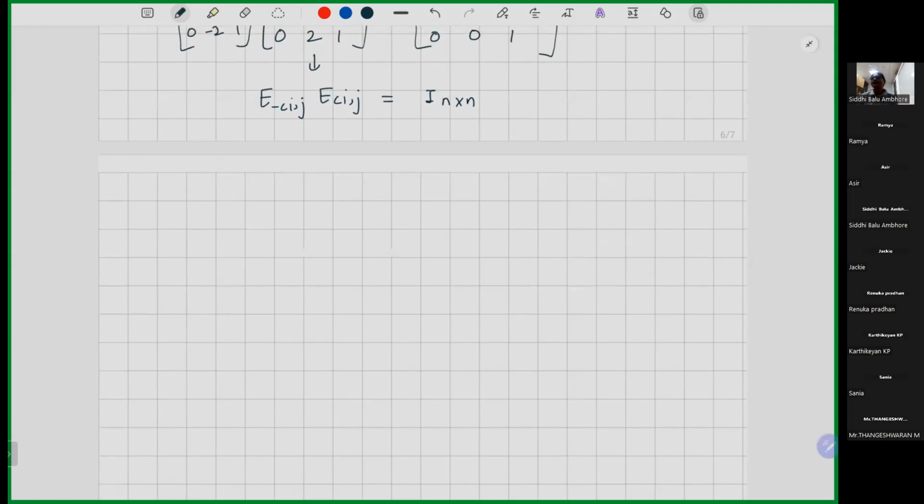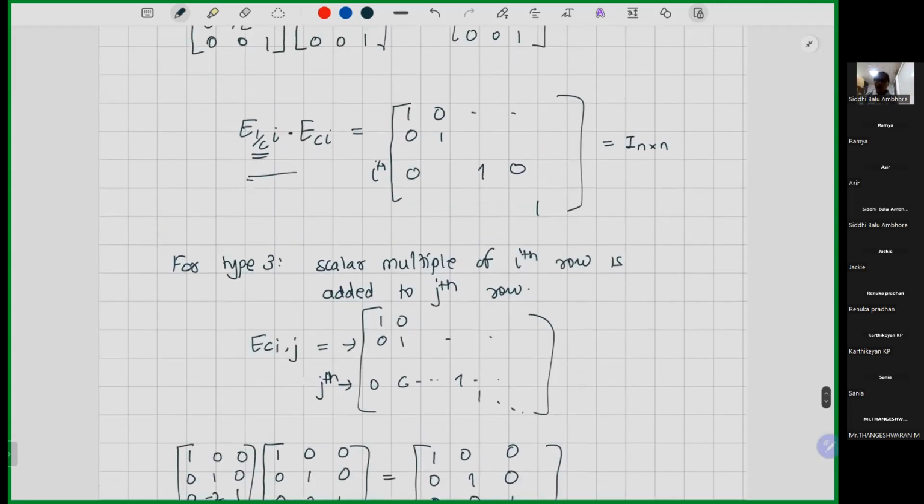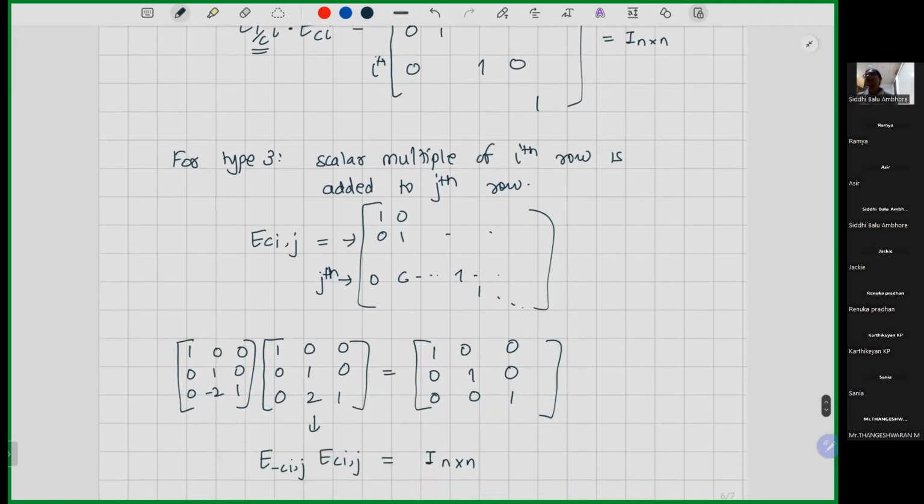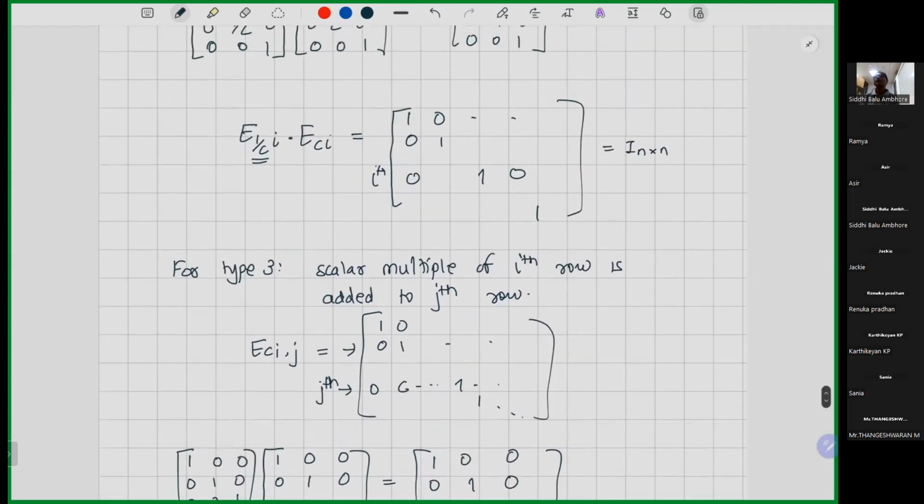So we can easily guess that one. Either it will be a swap of 2 rows, or one of the 1s on the diagonal is multiplied by some non-zero scalar, or the third type. The product of 2 elementary matrices need not be an elementary matrix. For example, we can have a product of 2 elementary matrices that is the identity matrix, and the identity matrix is not an elementary matrix. Okay, I got it. Ramya, is it okay?